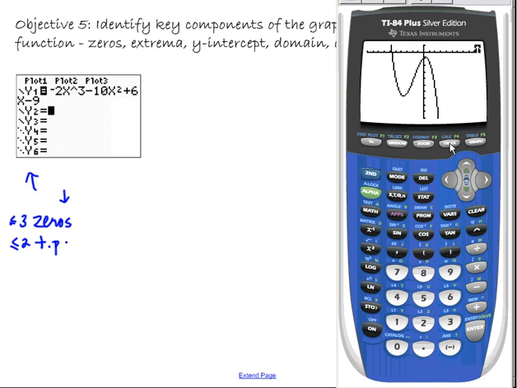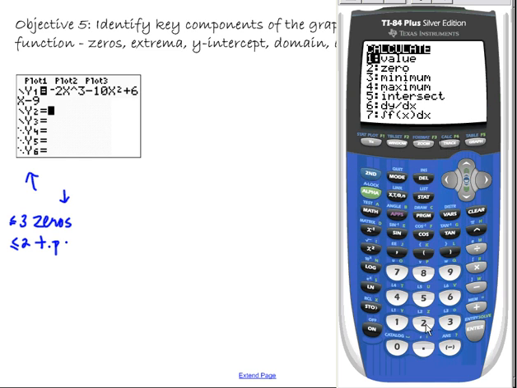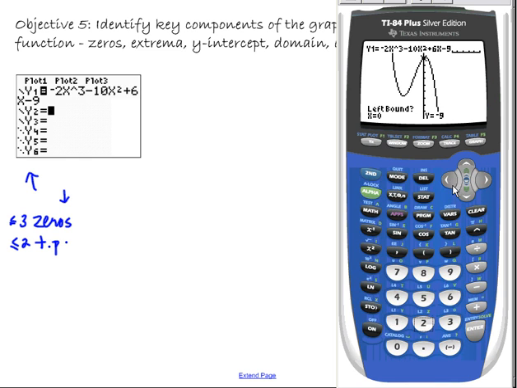So to calculate the zero, we've done that before. We do second and trace and zero. And remember, we have to do a left bound, so we have to be to the left side of that zero. You can do this with the arrow or enter in some number. So I'm on the left there. Now I have to be on the right side of that, which is here. Okay, and now our guess, we enter.